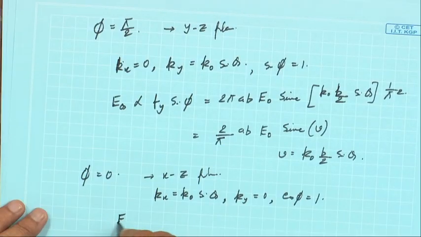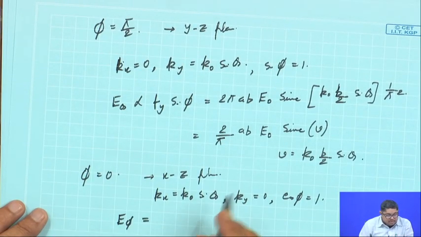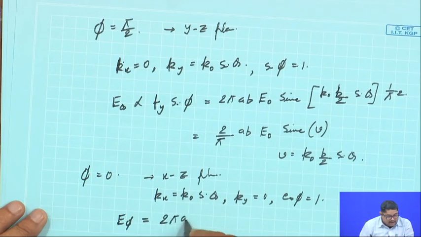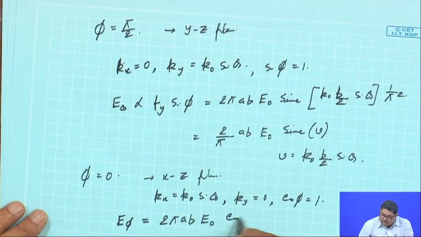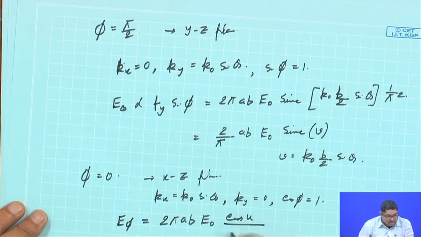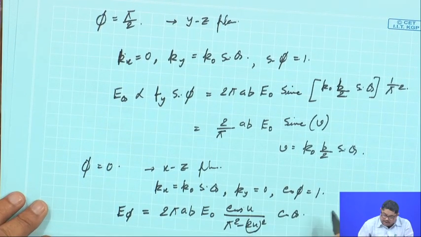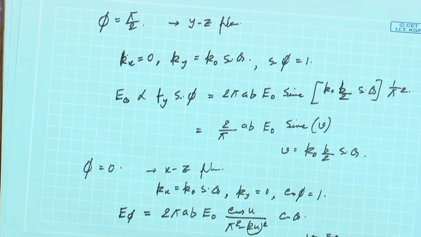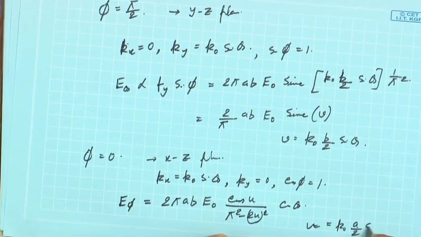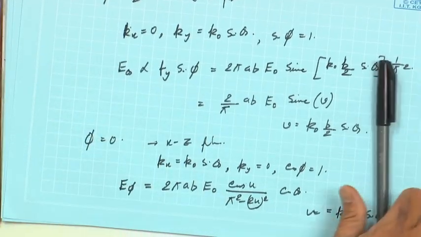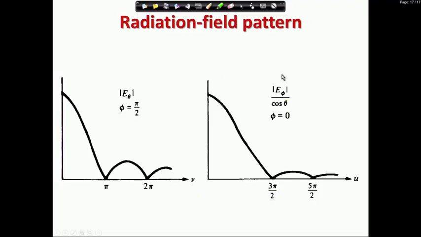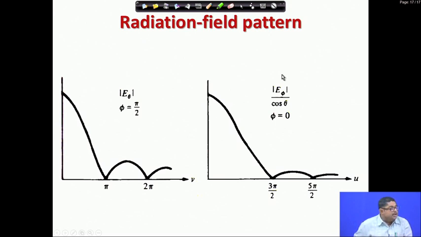So, here I will get the E phi value to be 2 pi a b E naught cos u by pi square minus 2u whole square, times cos theta, where u is k naught a by 2 sin theta. That has been plotted here, E phi by cos theta, and it shows like this. Here it was not uniform illumination, and so it is not a pure sinc function, but a Fourier transform there.